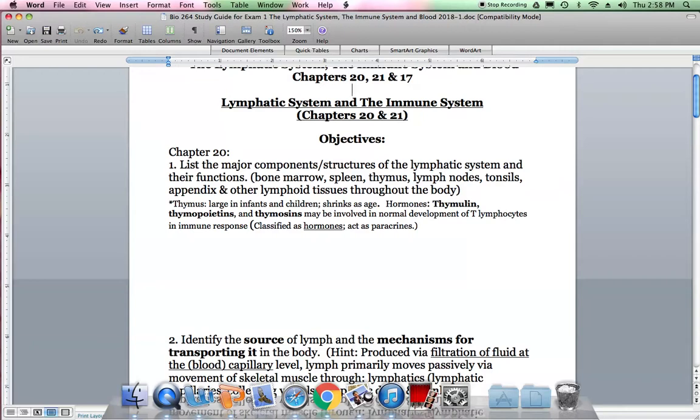It does produce some hormones, which are actually classified as paracrines because they act locally. And these are involved in normal development of T lymphocytes. But we will be talking more about hormones when we get to the endocrine system.